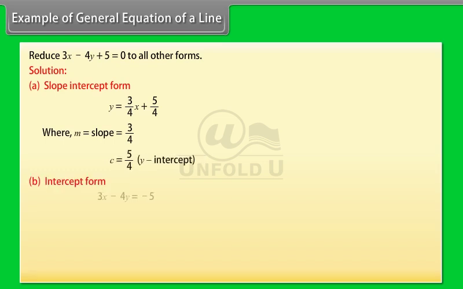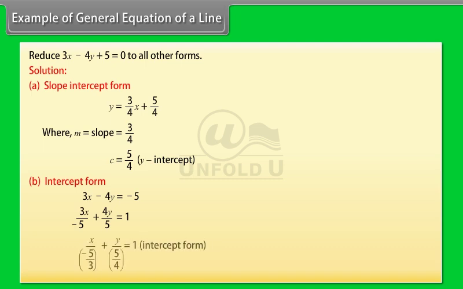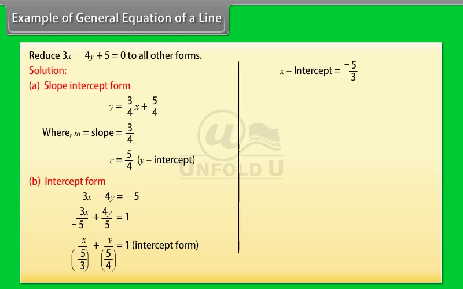Intercept form. 3x minus 4y is equal to minus 5. 3x by minus 5 plus 4y by 5 is equal to 1. x by minus 5 by 3 plus y by 5 by 4 is equal to 1. Intercept form. x-intercept is equal to minus 5 by 3. y-intercept is equal to 5 by 4.